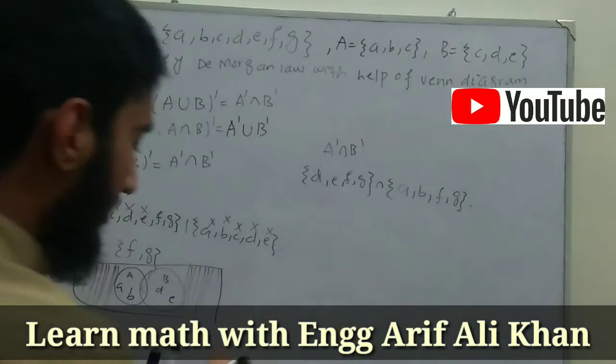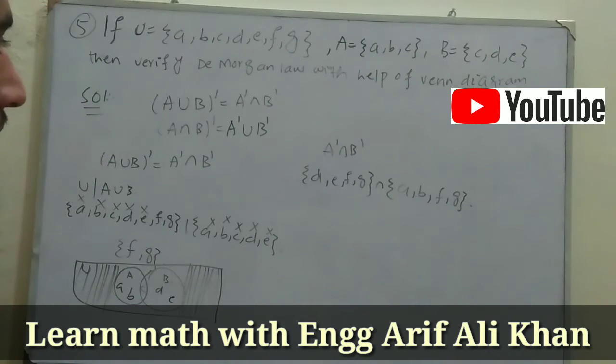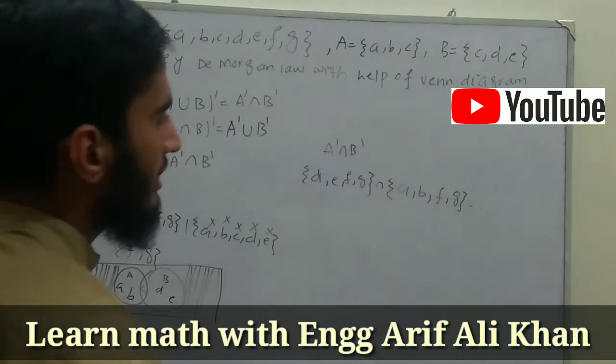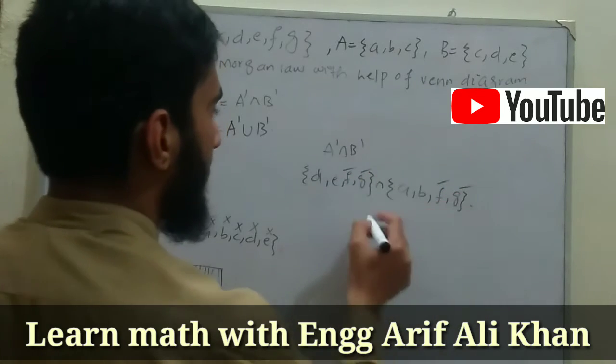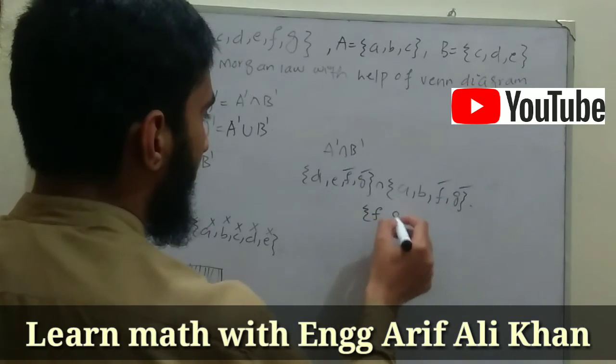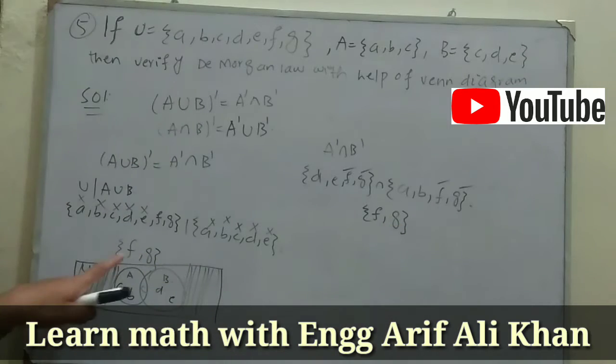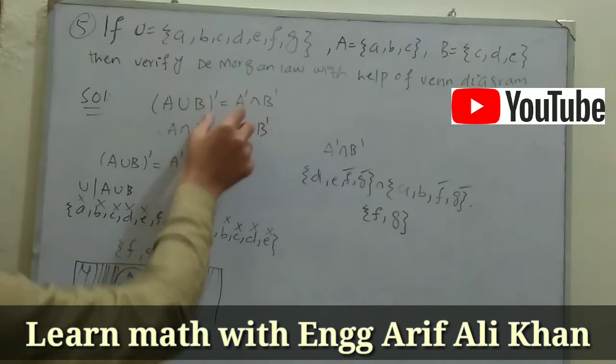Now here is an intersection sign, so it means the common elements in both A complement and B complement. The common elements are F and G. So the result will be F and G. Here we obtain the result F, G and here we also obtain the result F, G. It means that this law is verified.